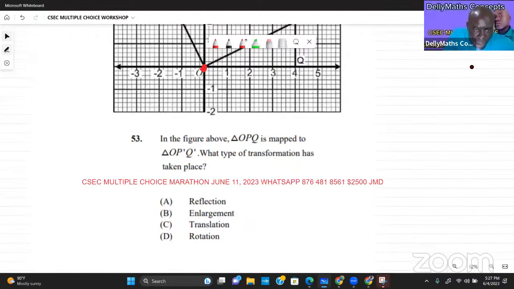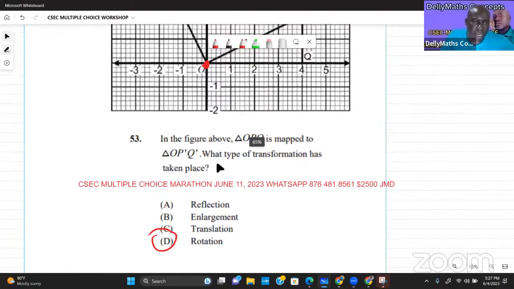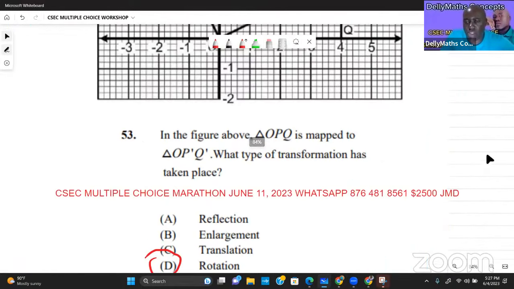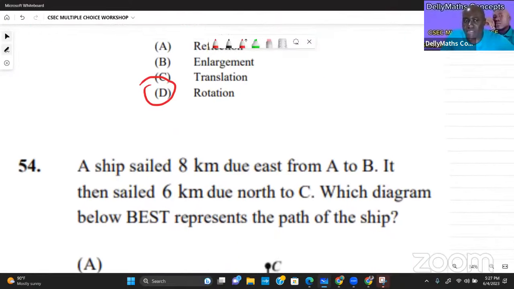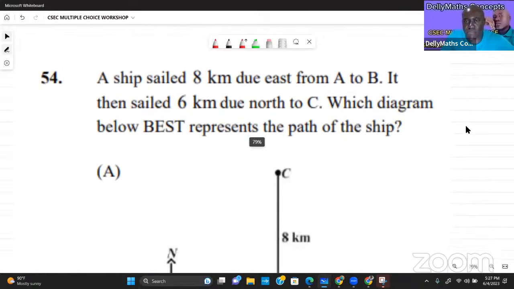So you could look at what's happening. With an enlargement, it gets bigger. With a translation, there's no turning. And with a reflection, things are laterally inverted. We did not see that.